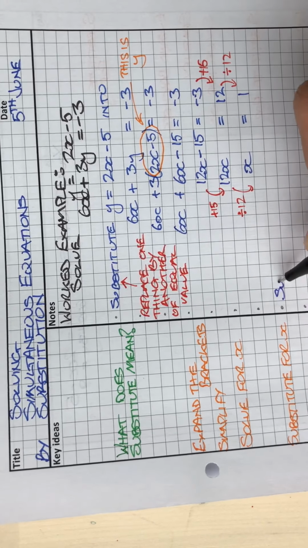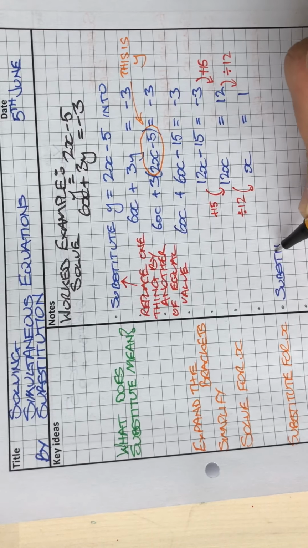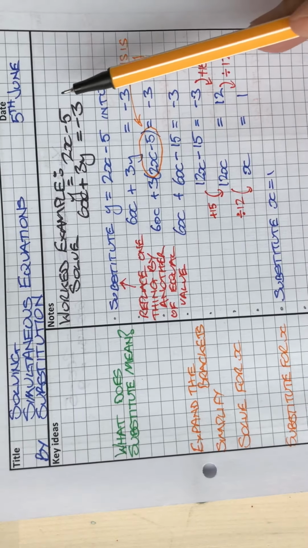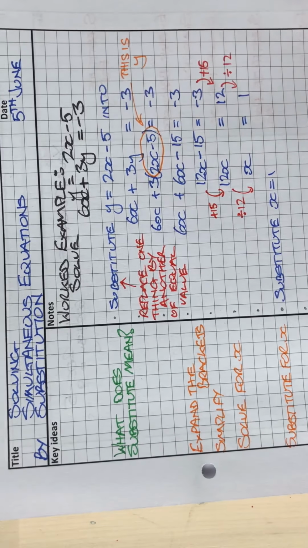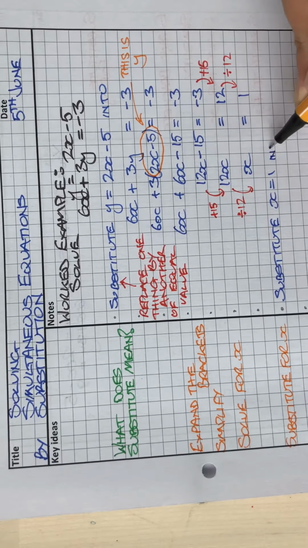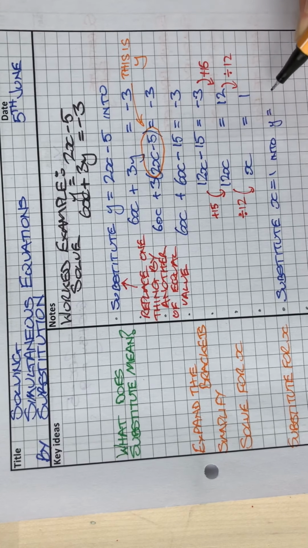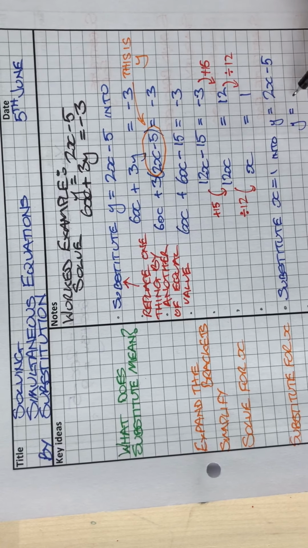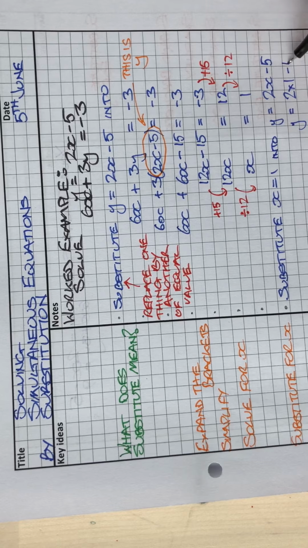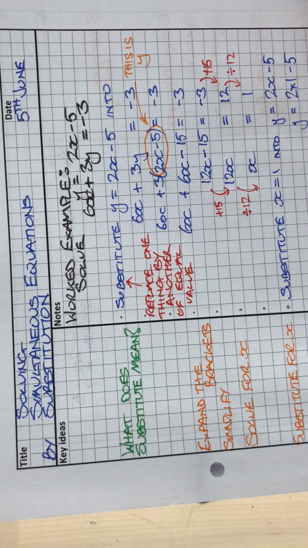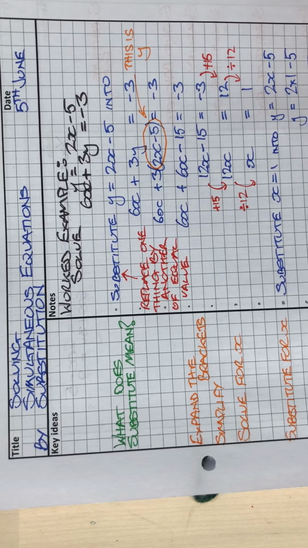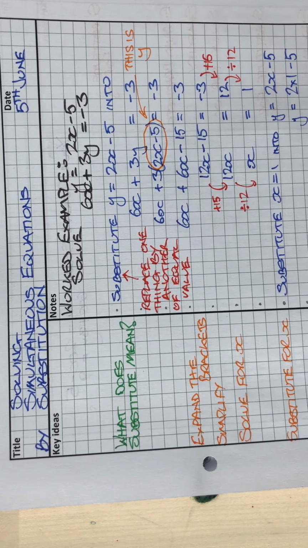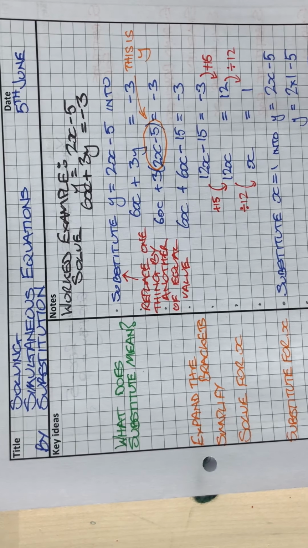The steps are the same as in the elimination method. Substitute x equals 1 into whichever of these equations you think looks easiest. I'm going for the first one. So into y equals 2x take away 5. So that's y is 2 times 1 take away 5. Y is 2 take away 5. Y is negative 3.